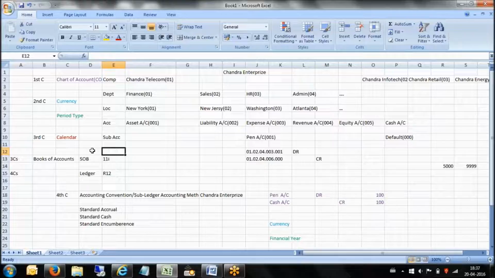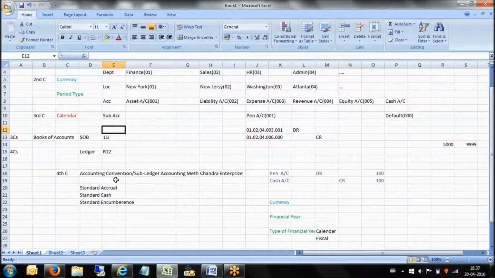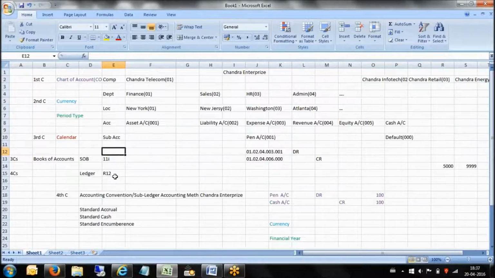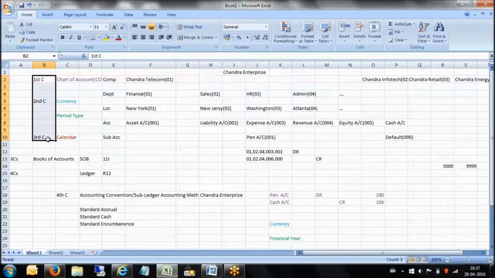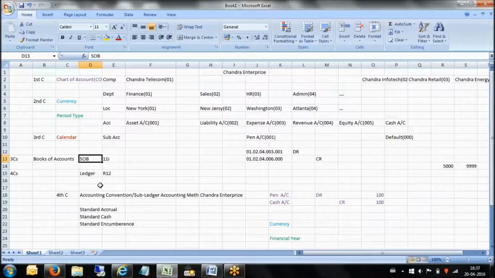And this is a very important interview question: how many segments are allowed? And this one also: what are the 3 C's? What are the 4 C's? What is a ledger made up of? What is an SOB made up of? These are frequently asked questions. This is the structure which you use to secure the financial transactions.